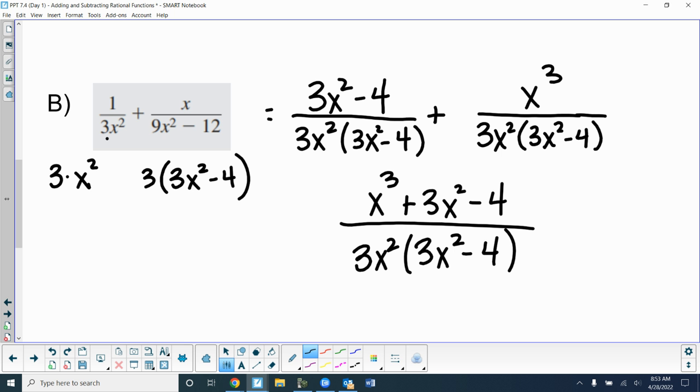Questions? You guys done talking about it? This is not factorable. Okay? No GCF. There's no way to get x cubed, 3x squared. If there was an x in here somewhere, you might be able to do it, but it's not going to work out. All right? So far, so good? Any questions about how we got these numerators?